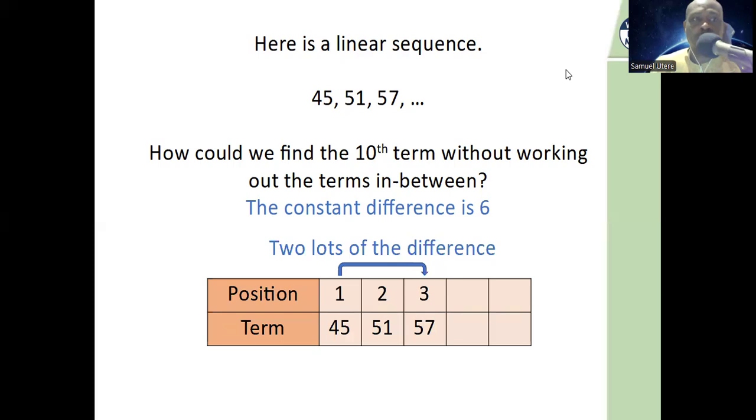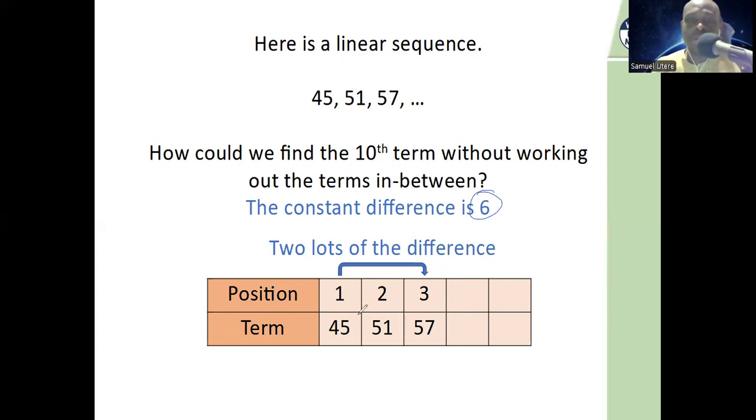remember what we want to do. We want to find the 10th term that is far out. So the first thing, step 1, you need to know what the constant difference is for your linear sequence. So we found out that the constant difference is 6.